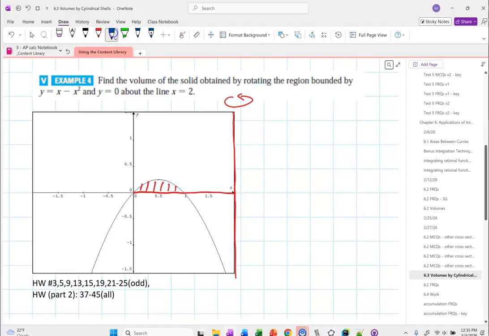All right. So let's start drawing our shell stuff. So my radius is always drawn from the axis of rotation to the curve.